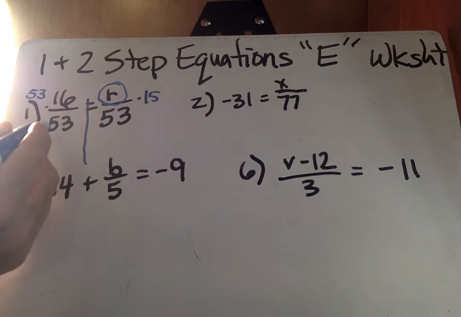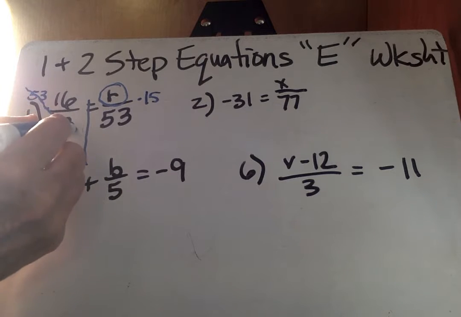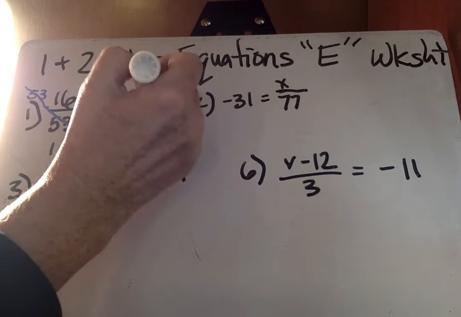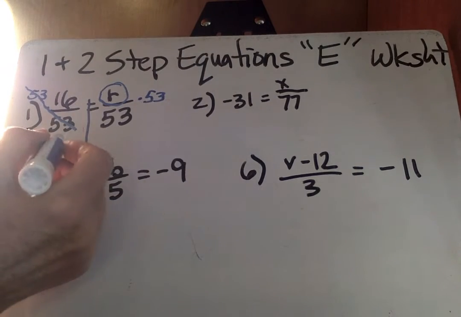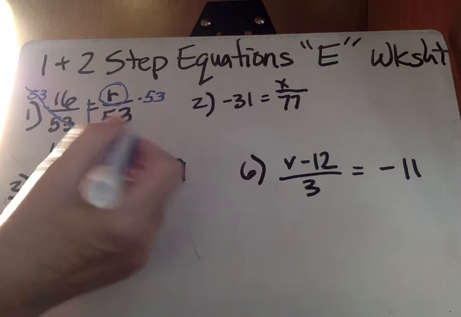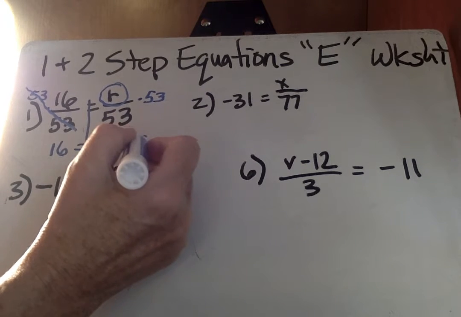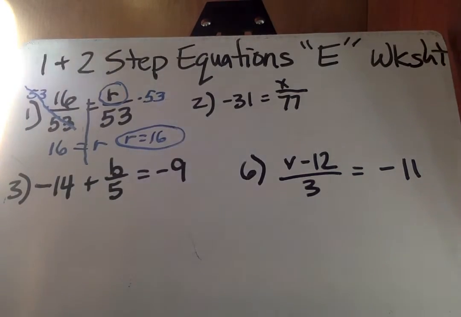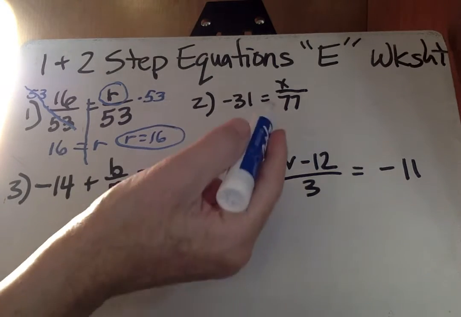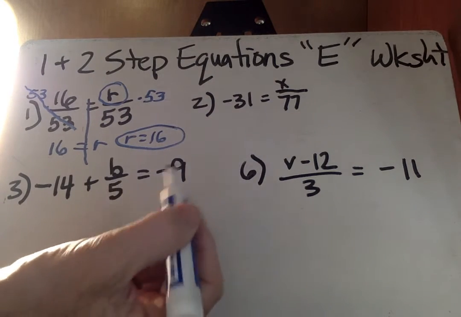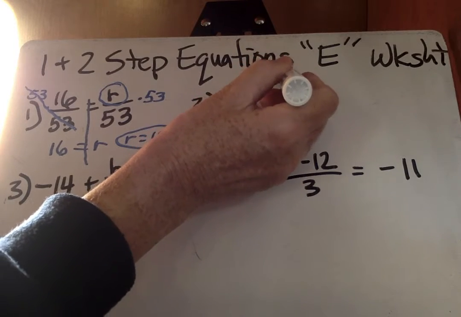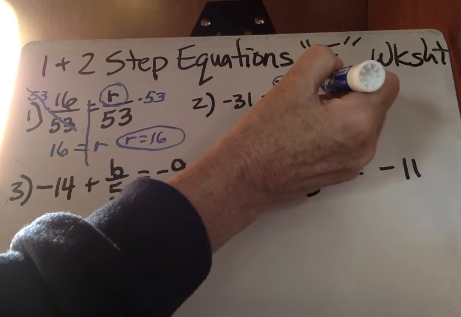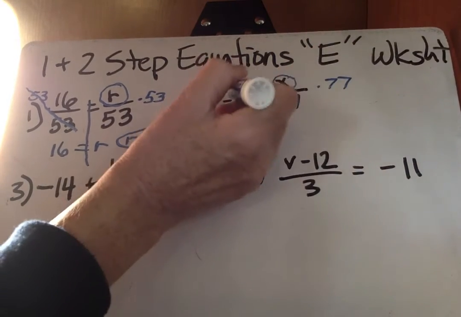When I multiply this side by 53, it basically cancels out the 53 on the bottom, and I'm left with 16 equals R. And normally we want to switch that around and say R equals 16. And we're done. Okay. Next, I'm going to go on to number 2. X over 77 equals negative 31. So this is where my X is right here, and it's divided by 77. So I do the inverse operation, multiply by 77 on both sides.